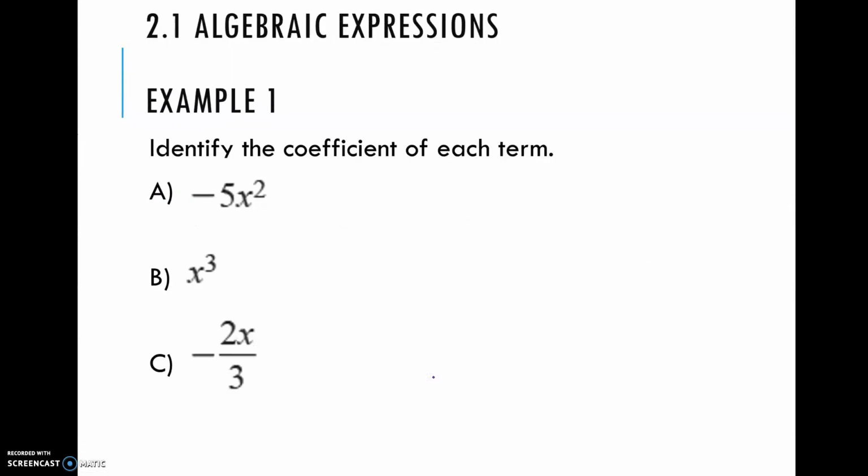This is the first slide that you have in your notes. Please identify the coefficient of each term. Take a second and see if you can identify the coefficient of each of those terms. The first one, the coefficient is -5. What's the coefficient for B? 1. And how about C? -2/3. Right.